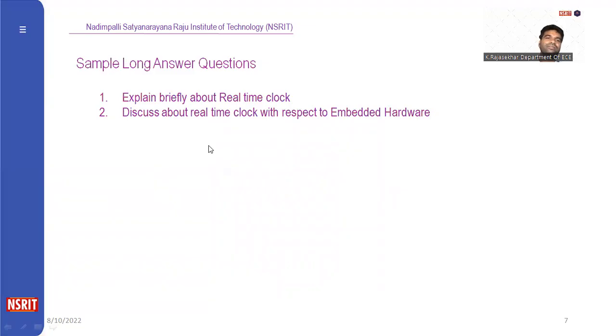These are some sample long answer questions coming from this topic. Explain briefly about real-time clock, or otherwise discuss the real-time clock with respect to embedded firmware. Thank you.